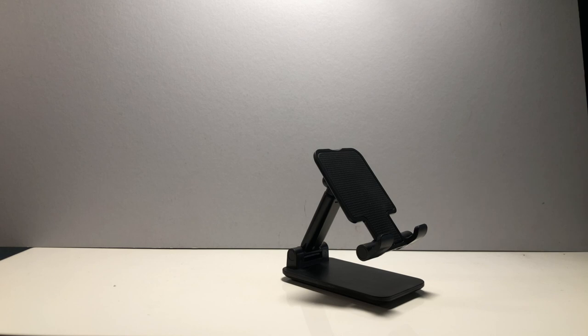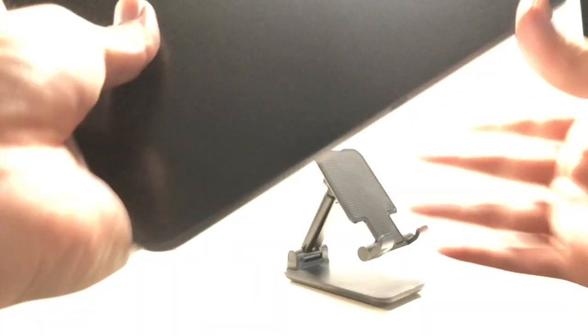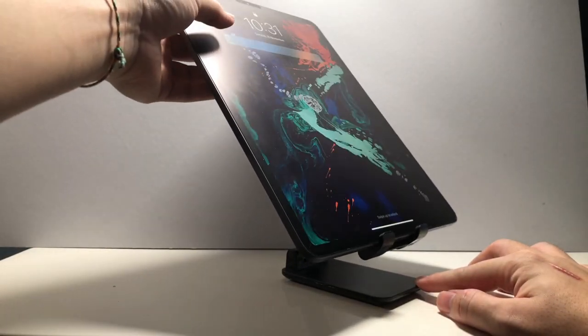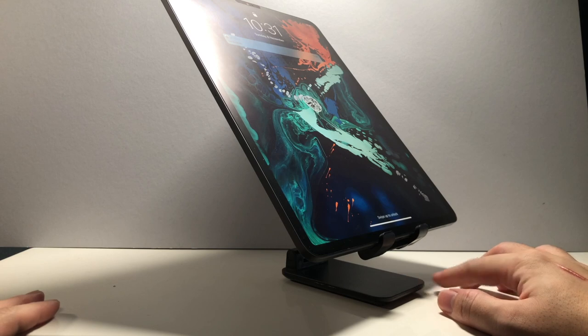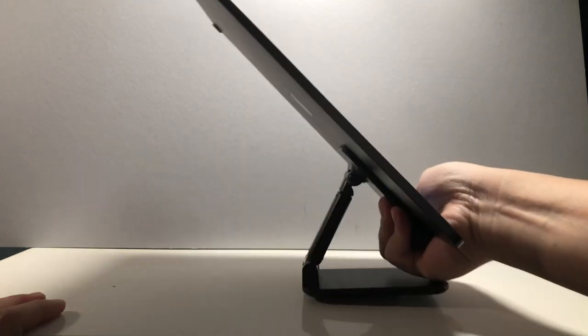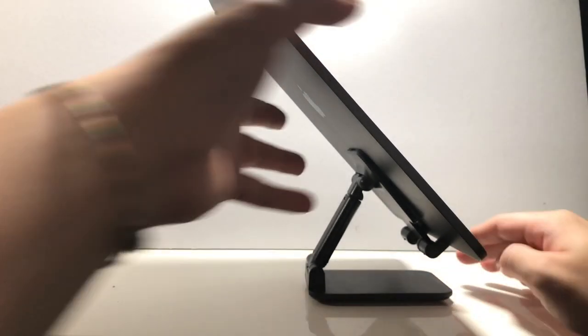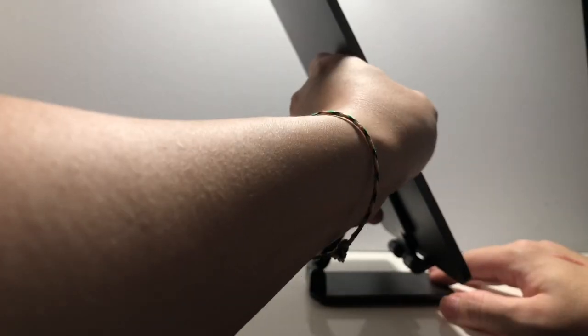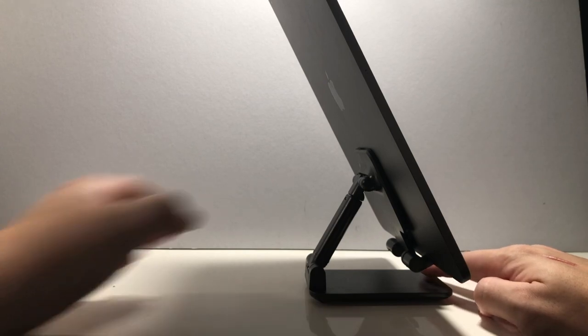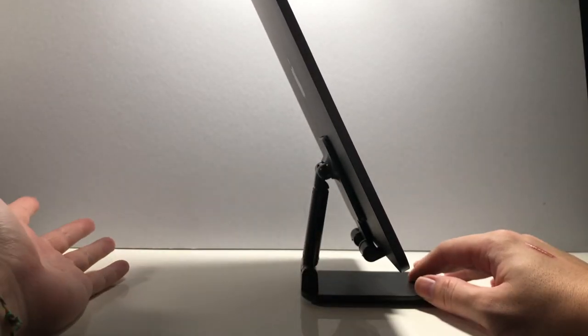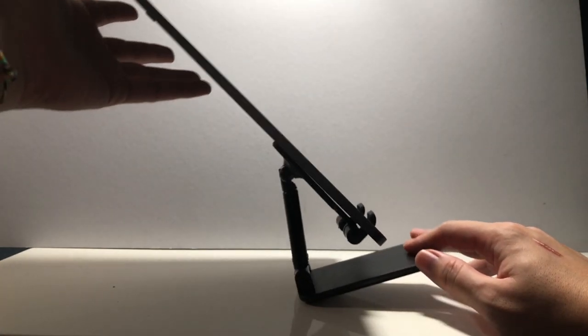So right now I'm just going to do a quick test to see whether it can hold a tablet. Right now I have my 2018 iPad Pro standing at an A-shaped angle, and it seems good enough, but it definitely wobbles a bit. If you are someone who is clumsy, I don't think this is recommended, as it could easily fall off if the angle is not right.